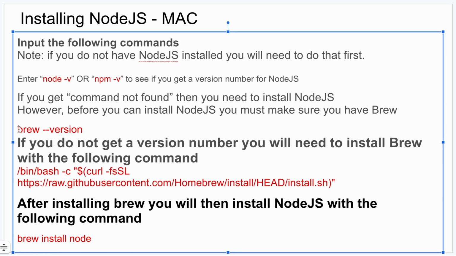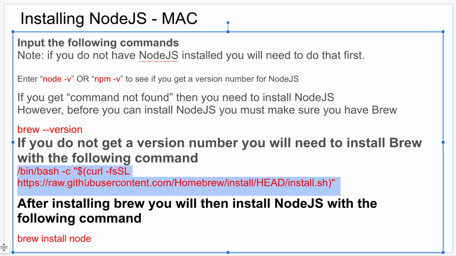However, if you don't have brew, you might want to check that out by doing brew --version. If you don't get a version, then again, run this command here and that will install Homebrew. Now, I'll make sure these are all in the description, the commands, so no need to write them down. You can just copy and paste.